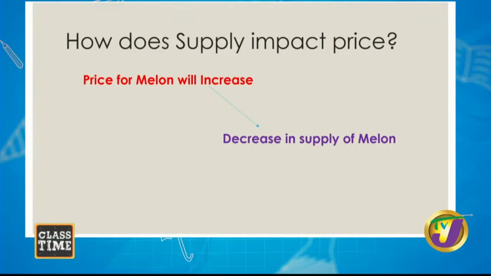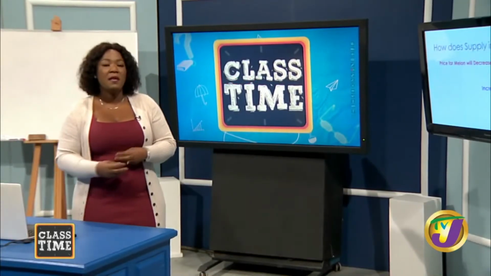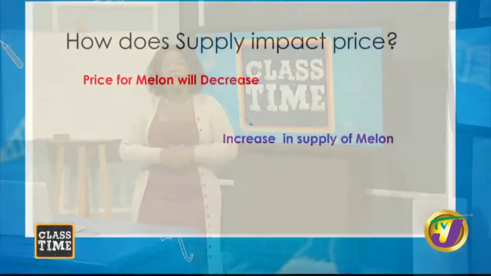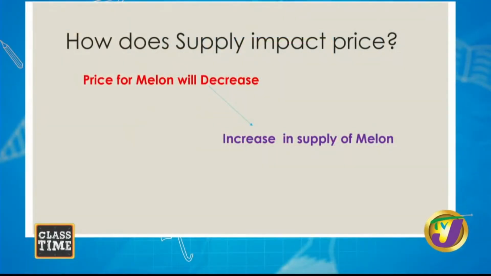Let's flip it around. What would happen on the flip side if we now had an increase in the amount of melon supplied? The price would what? The price would decrease because now we have an oversupply of melon in the market space. And also the amount of melon would increase, as is obvious. So it does impact the pricing. Supply and demand does affect the price for items. So now we're going to look further at how these items are normally represented.